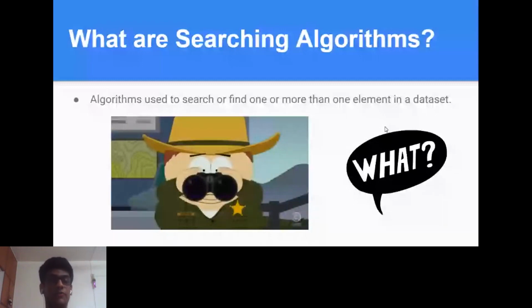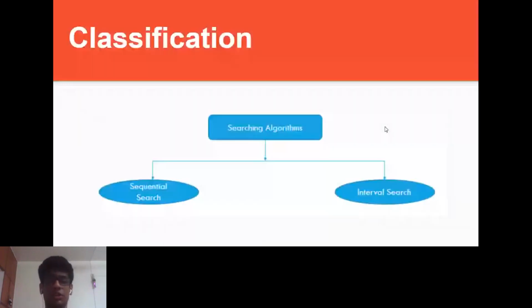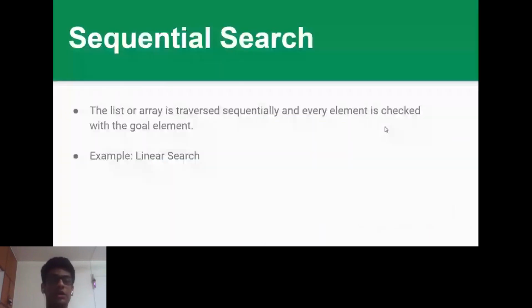Now this is the classification of searching algorithms. They are classified as sequential search and interval search. Talking about sequential search, the list or array is traversed sequentially and every element is checked with the goal element. So we go index by index. We don't directly jump from index number 1 to index number 4. We go sequentially from 0, 1, 2, 3 and search for the key element which we want to find.